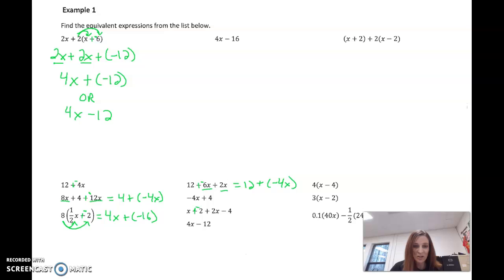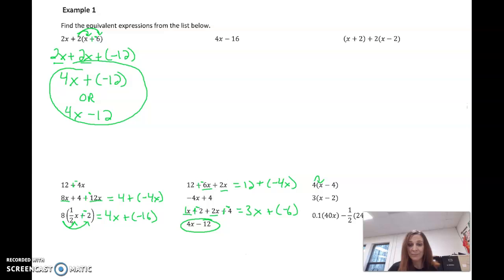How about here? Keep, change, change. If I have 1x and 2 x's, that's 3 x's. No. And then negative 2 plus negative 4 is a negative 6. Right here. This one seems to be the same, doesn't it? Okay, that one is the same as these here. Equivalent. Well, we might as well keep going, right? 4 times x is 4x plus 4 times a negative 4 is a negative 16. Keep, change, change. 3 times x is 3x. Oh, plus 3 times a negative 2, which is a negative 6.